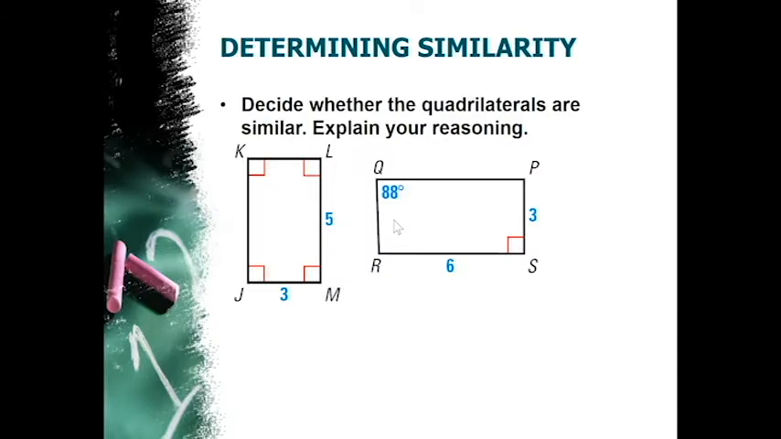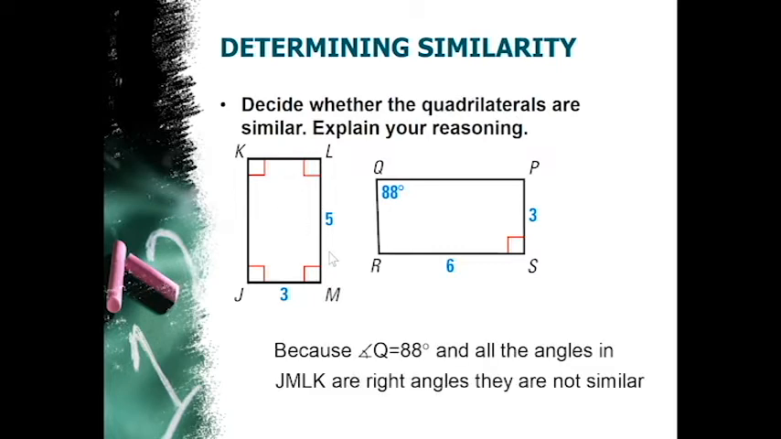In our next one here, this one actually has a quick solution. The quick solution would be that angle Q on the one on the right is at 88 degrees. The 88 degrees is not equivalent to any one of the four 90-degree angles over here in QLMJ. Just because of that fact alone, you can easily say that they're not similar to each other and move on, because you have to have all four angles congruent to all four angles.